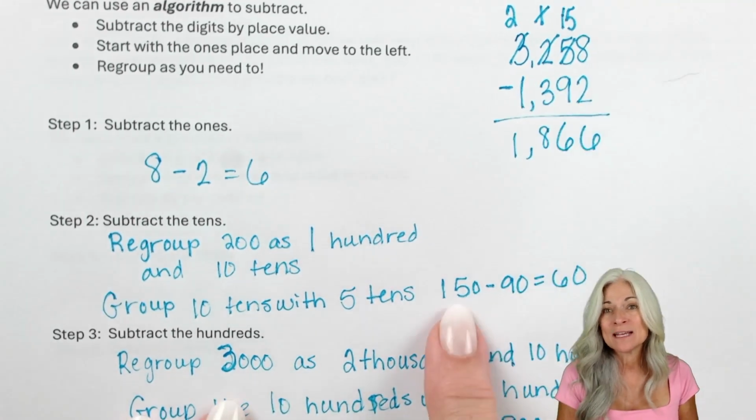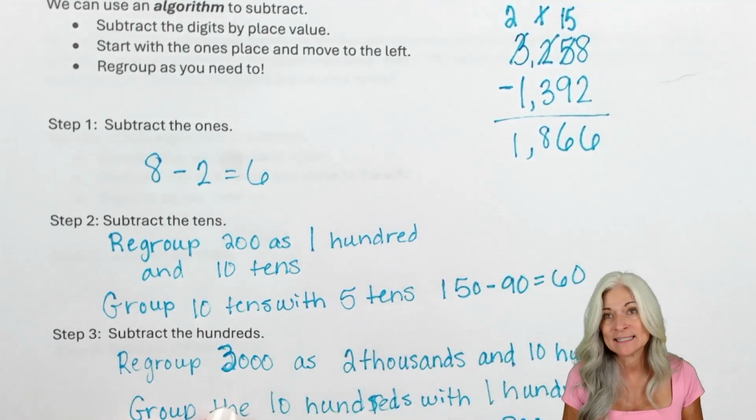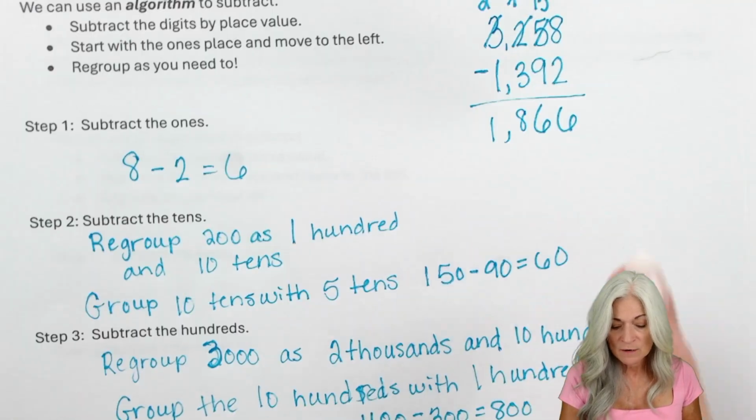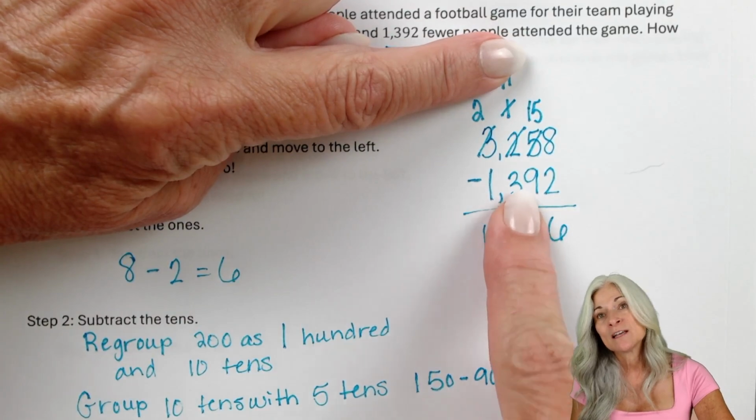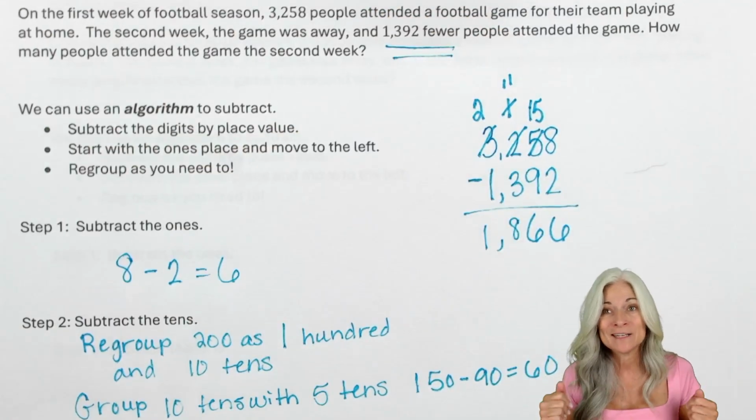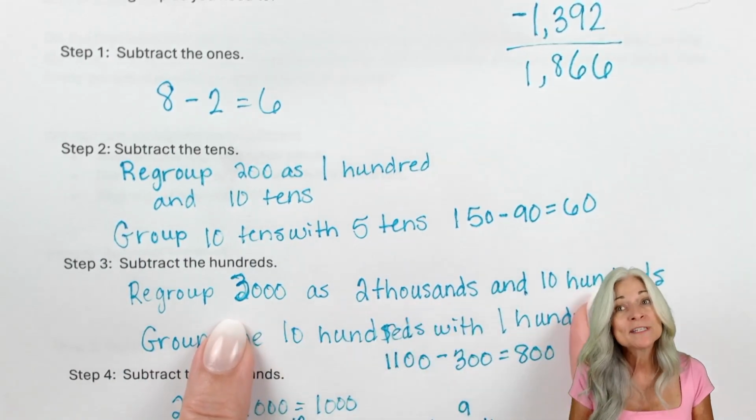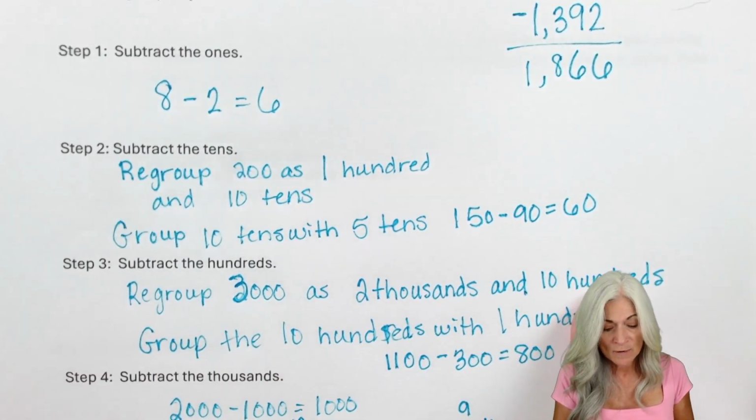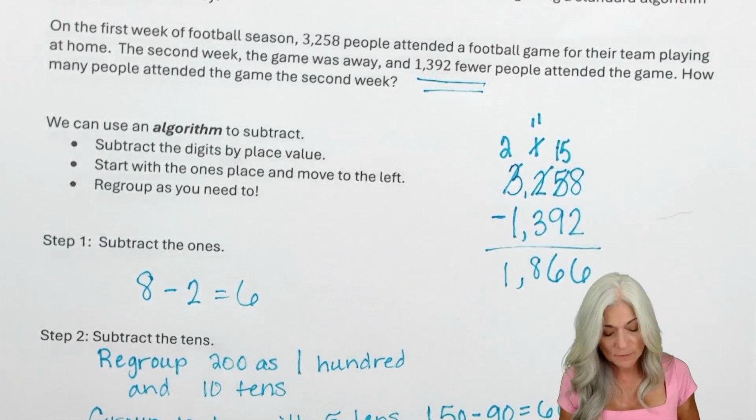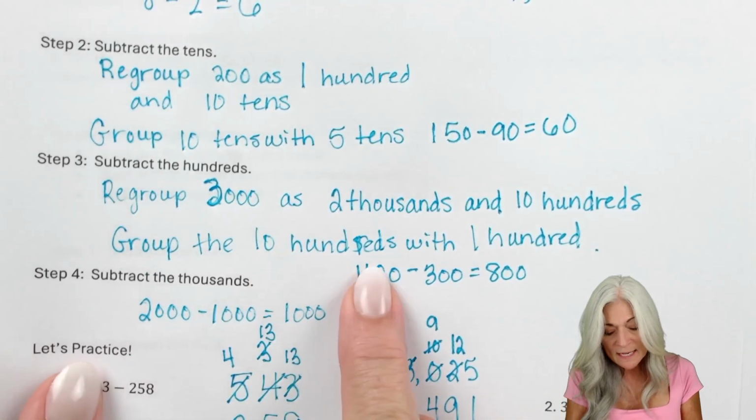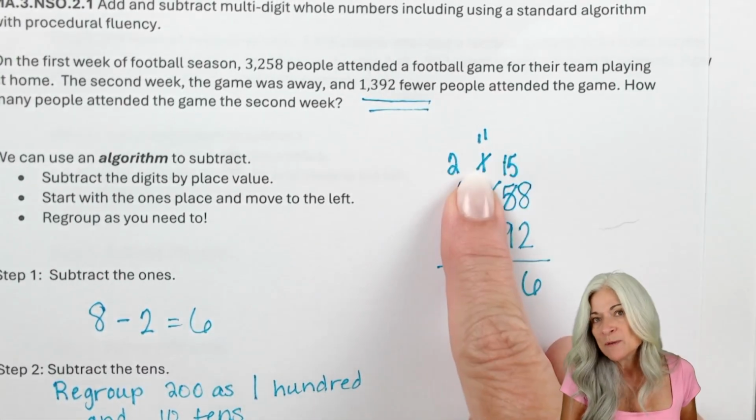So then we can subtract 150 minus 90, which gives us 60, the 6 tens. And then we're subtracting the hundreds, I'm sorry. We're trying to take 300 away from 100. Can't do it. So we're regrouping 3,000 as 2,000 and 10 hundreds. So we see the 2,000 here and the 10 hundreds, which make 3,000. And then we're grouping the 10 hundreds with the 100. So we had the 100, we're grouping the 10 with it.